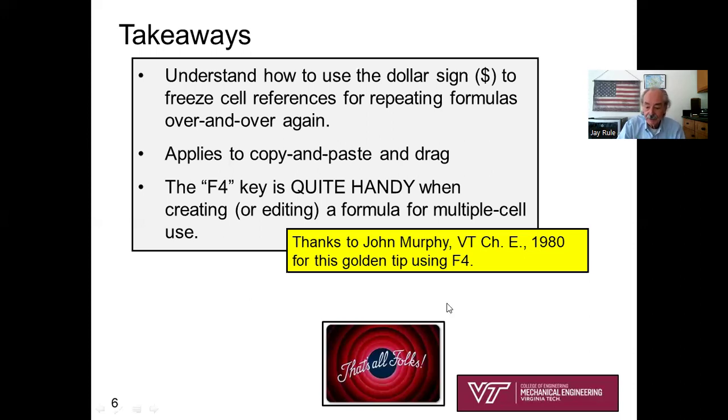So let's see. I hope that helps you with using cell references, how to freeze cells when you've got a constant value, such as the example problem. Engineers, we're freezing the value for g, aren't we? 32.2 feet per second squared, or 9.8 meters per second squared.